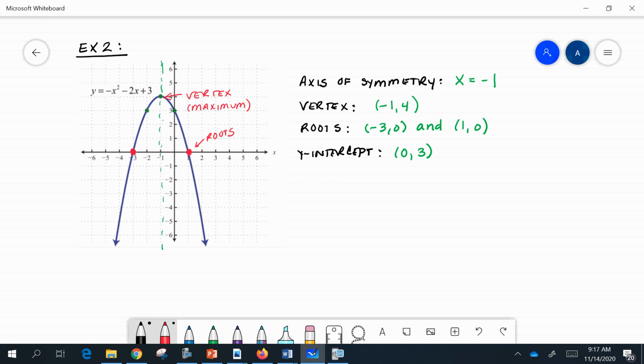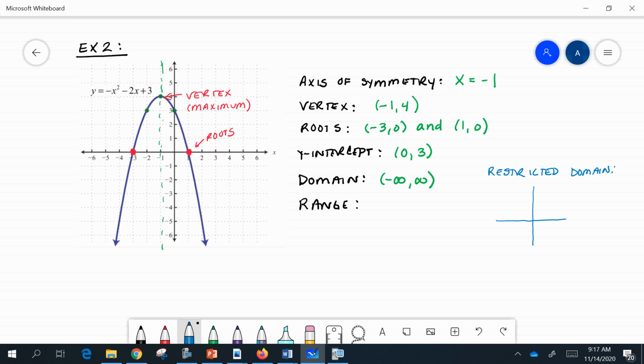Okay, the domain and range. So a parabola always has a domain of -infinity to infinity. I'm going to show you a case, just really quick before you come to class, of a parabola that has what's called a restricted domain. The only time that we are not going to write -infinity to infinity is if we have a parabola that had a restricted domain, meaning the parabola had endpoints.